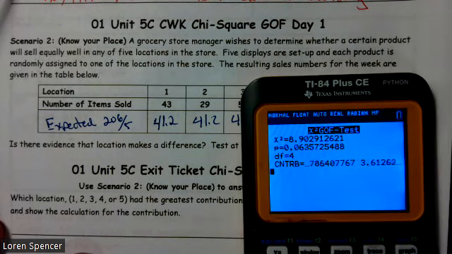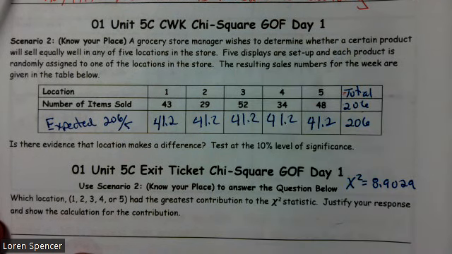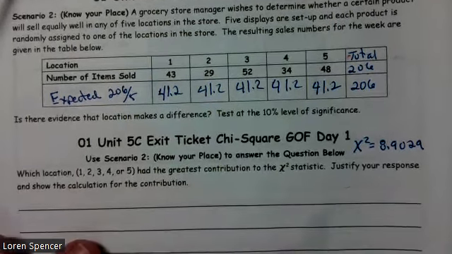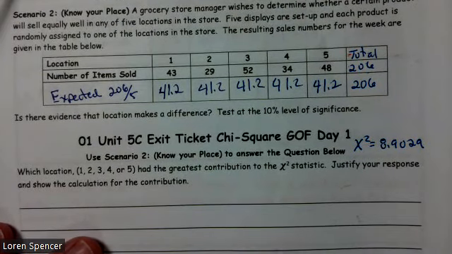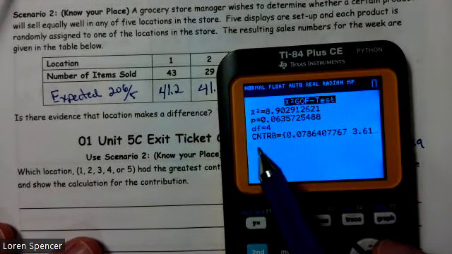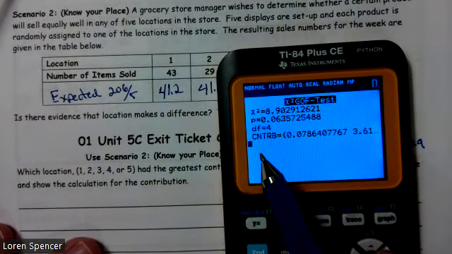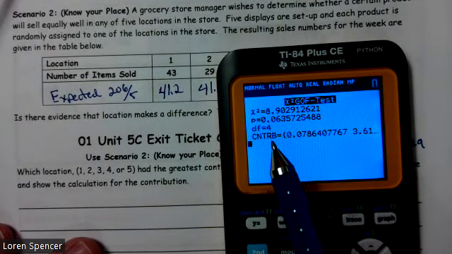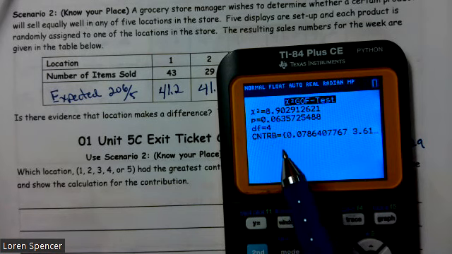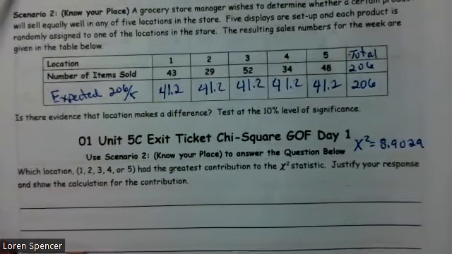If I scroll across, I can see the contribution. I'll come back to that in just a moment. So first off, what is contribution? I know people think it's contraband, but no, this contribution is where we get to determine which value had the greatest impact.